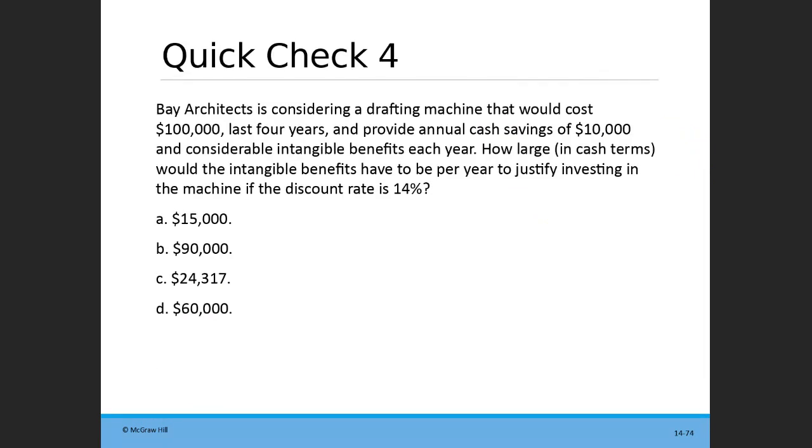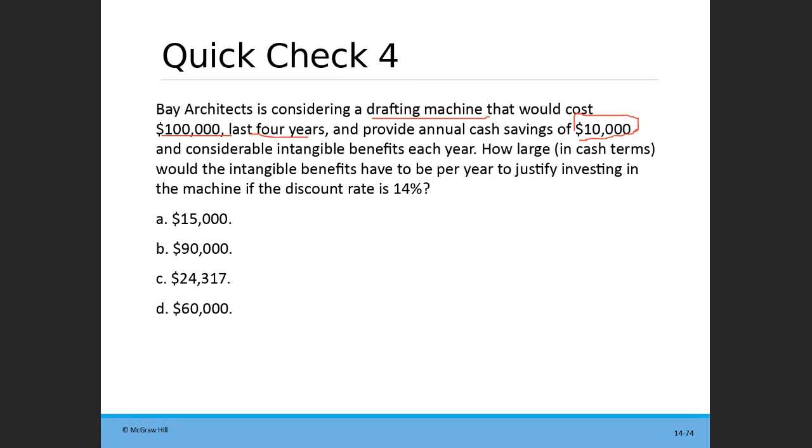So let's do the same thing again. Here's another example. So some architects are considering buying a drafting machine that would cost $100,000. It's going to last 4 years. Cash savings are $10,000 per year, right?